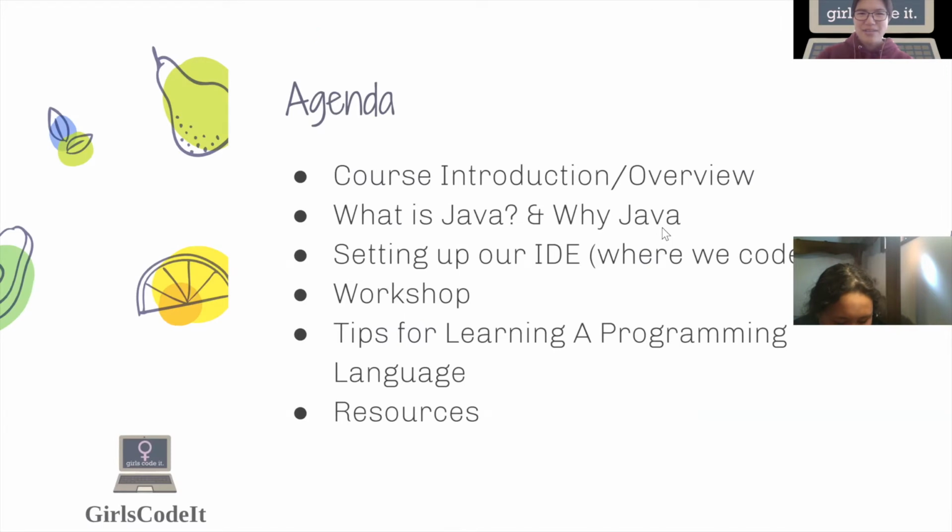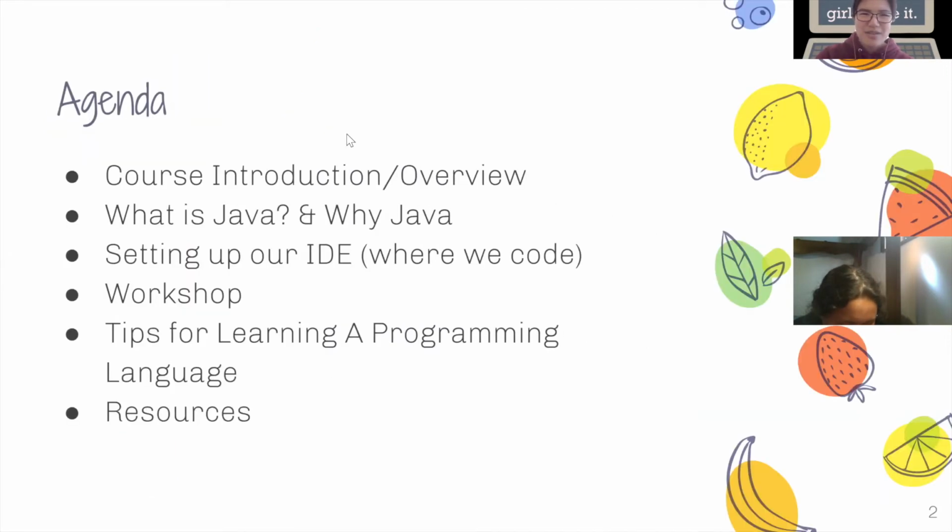All right, so again, for today's lesson, all we'll really be doing is going over a basic overview of the course, what you'll be learning and what to expect. Next, what is Java and why you want to learn Java. Finally, setting up our IDE. We're using Replit for this class, so just learning how to make an account and how to start a Java program. Then a workshop, more like a demo of what Java looks like, and then tips for learning a programming language, and finally, any helpful links.